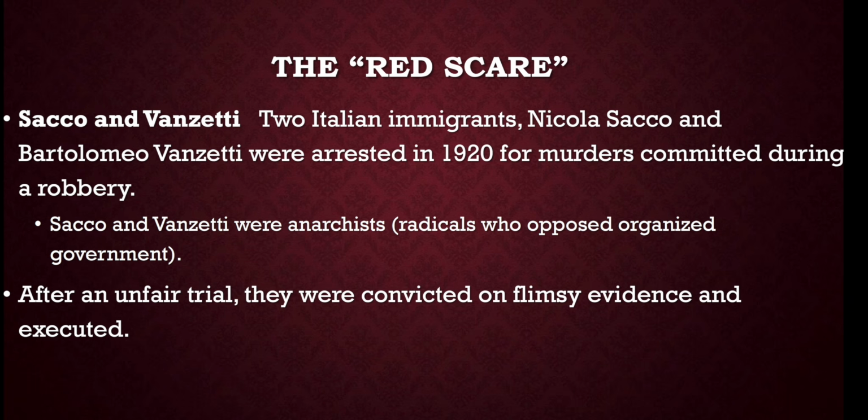So when these murders get committed during this robbery, they get singled out as being the two people that committed these crimes. Now, there was actually not really any evidence linking them to the crime, and in fact, there was evidence that they had an alibi, but any evidence that was aimed at promoting their side was actually thrown out by the judge, so they didn't really get a fair trial, and they get convicted with very little evidence, and the two were executed for this crime.